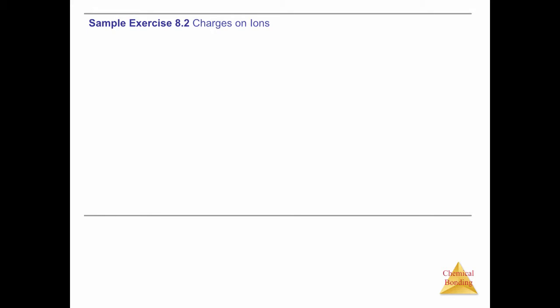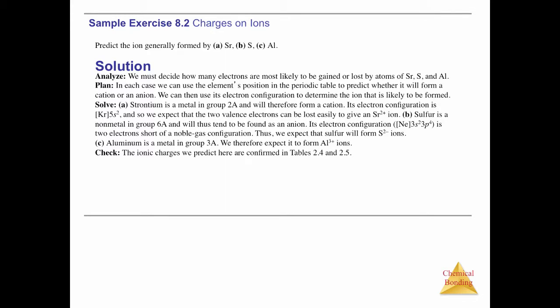Sample exercise 8.2, charges on ions. Predict the ion generally formed by strontium, sulfur, and aluminum. Strontium is a metal in group 2A. It's an alkaline earth metal and will therefore form a cation.